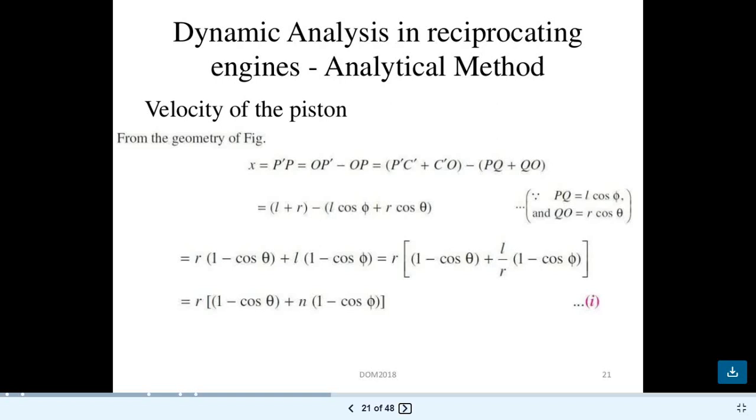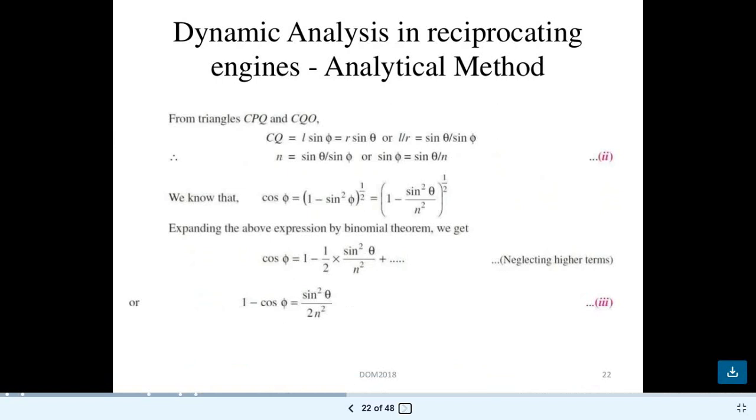In this equation, R we know, theta we know, and N we can easily know, but the phi value we are not able to identify easily. So we have to change the phi value in terms of theta. CQ is equal to L sin phi, and the same value is equal to R sin theta in the right angle triangles. So L by R equals sin theta by sin phi. L by R is equal to N, so N equals sin theta by sin phi.